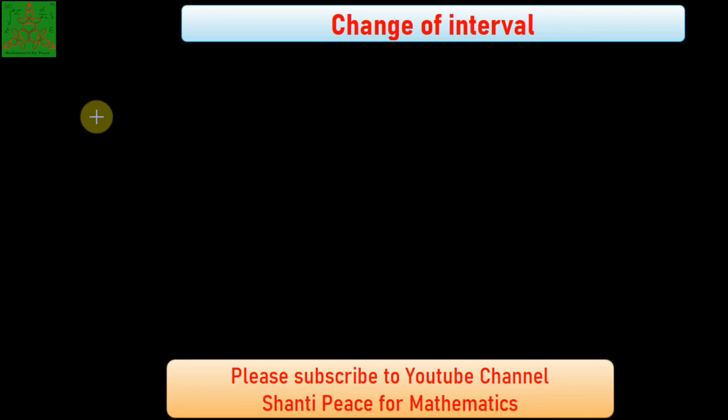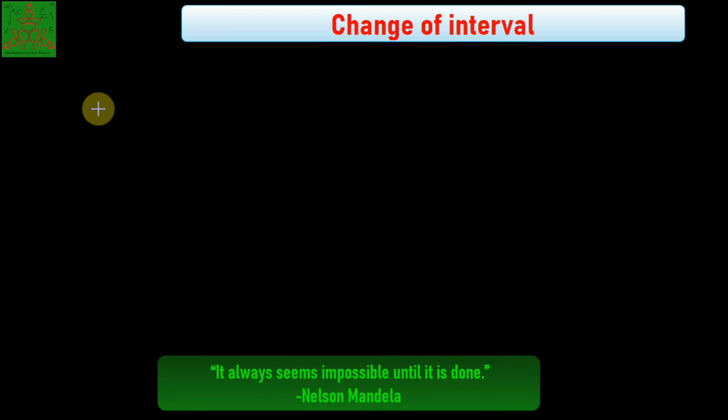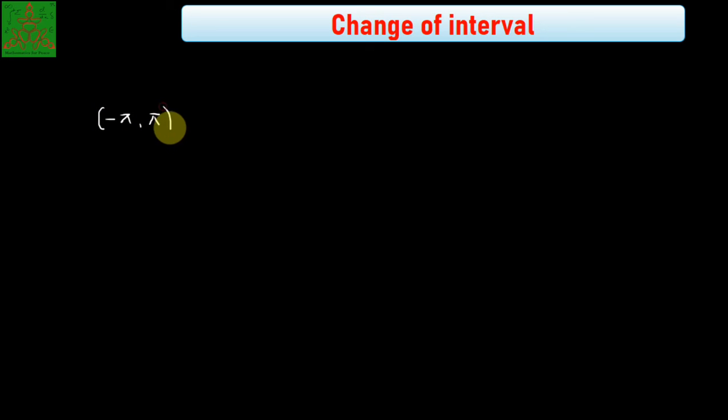In this video, we are discussing the Fourier series in a general interval. Till now, we have discussed the Fourier series defined over the interval minus pi to pi or in the interval 0 to 2 pi. That means you have a 2 pi periodic function, and then you are able to find the Fourier series for such functions.